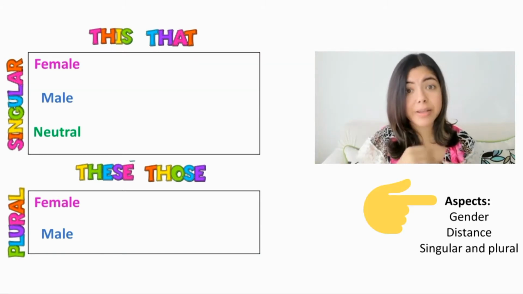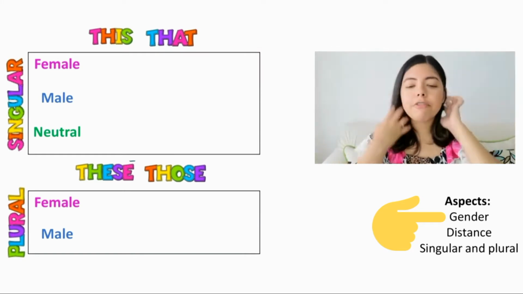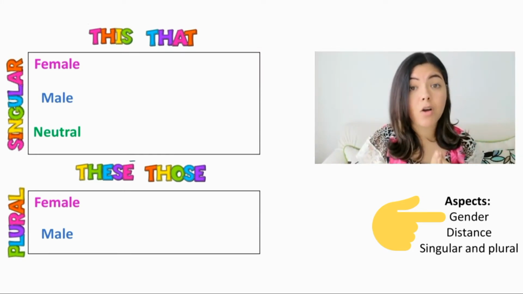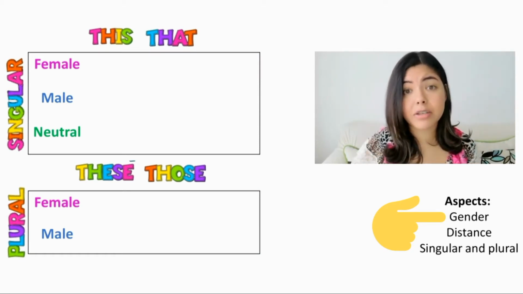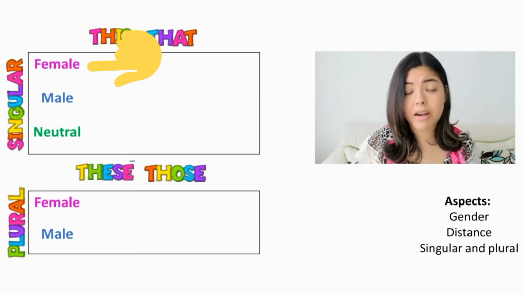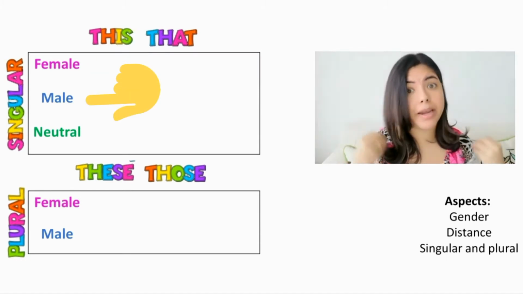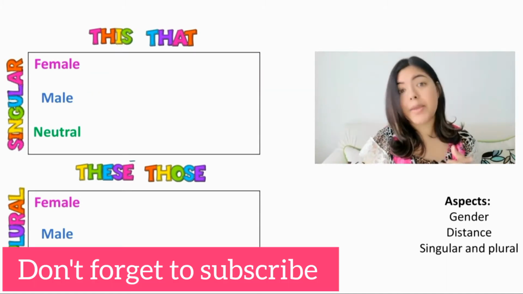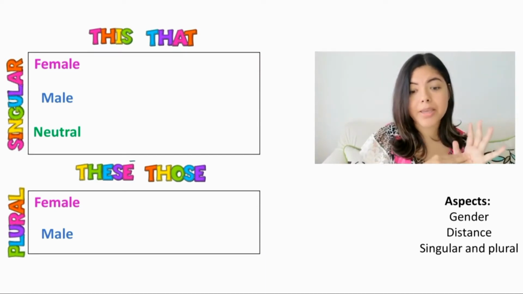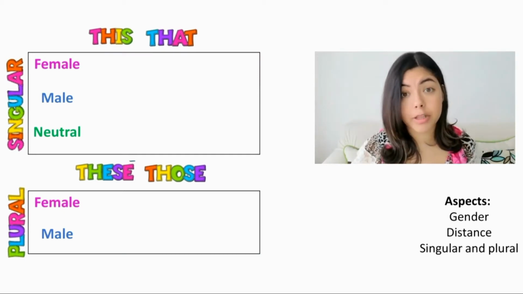The first aspect is the gender. For us, the gender is very important because maybe you are talking about an object or a person that has a specific gender. Maybe it's female or maybe it's male, and this is very important, because these situations can change our demonstrative pronouns.